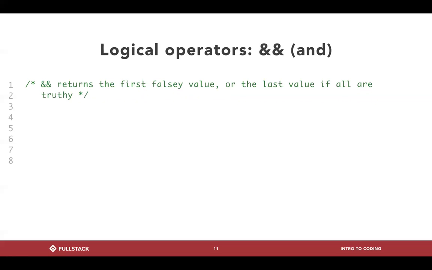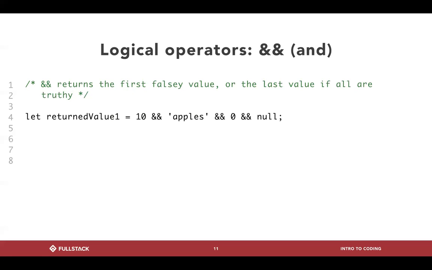You can use it to put it between two expressions or two values, and it will either return the first falsy value, the first expression or value that will coerce to false, or the last value if all values evaluate to true, or if they're truthy values. So let's look at this.